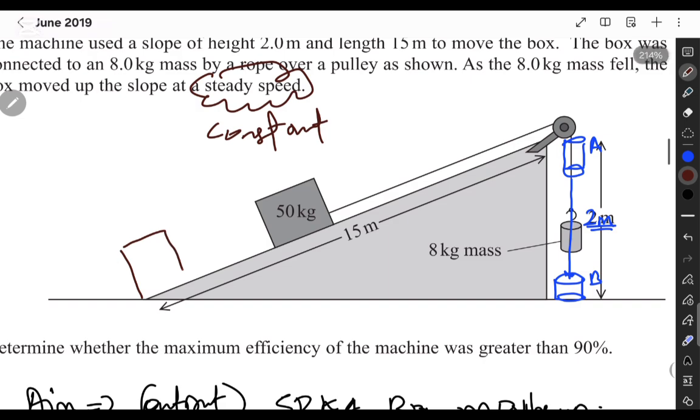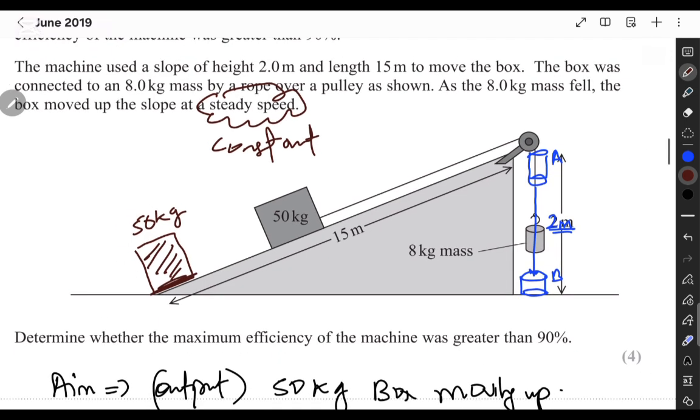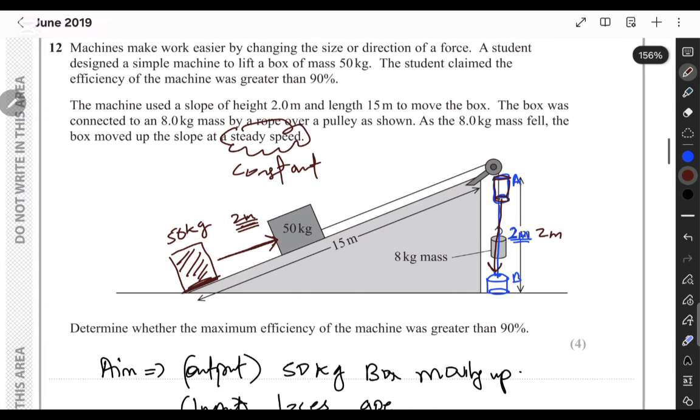Now notice this mass here, this 50 kg box that's there. Initially the box would be somewhere here. This box also will move a distance of 2 meters. The 50 kg box also moves a distance in this direction of 2 meters, because this machine here falls a distance of 2 meters. It's kind of simultaneous. As this falls 2 meters, this goes up parallel to the plane by 2 meters. That's a very important point.